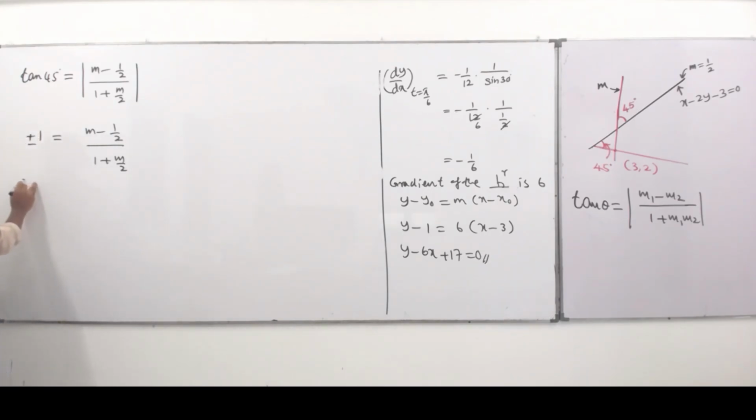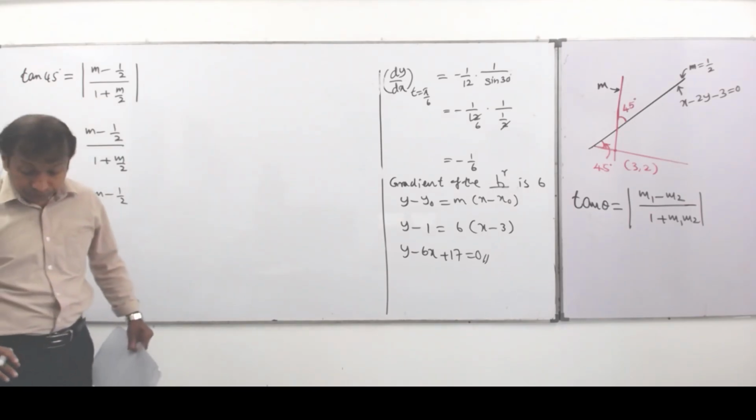First, we'll take the plus sign and use cross multiplication. 1 plus m by 2 equals m minus half. Take this side, then we get 3 by 2 equals m minus m by 2, which is m by 2, no? Then we get m is 3, the first answer. Okay.